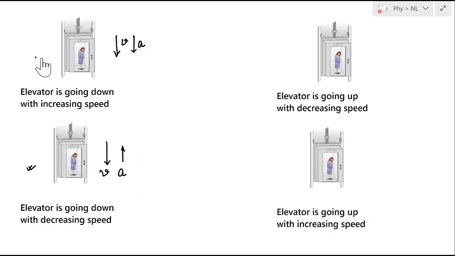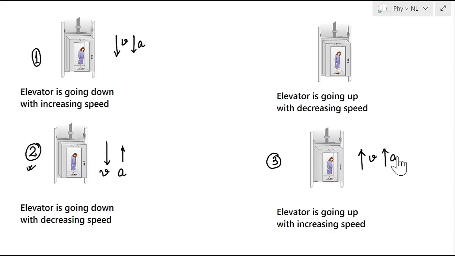So this is your case number 1, this is your case number 2, and this is your case number 3, when the elevator has just started from the ground floor and wants to go to the top floor. What will happen? Velocity now is in the upward direction. What about acceleration? It has just started from zero velocity, so it has to accelerate. It has to increase its speed in the upward direction. So acceleration is in the upward direction.